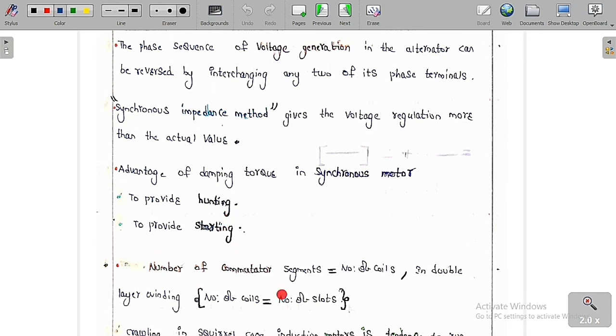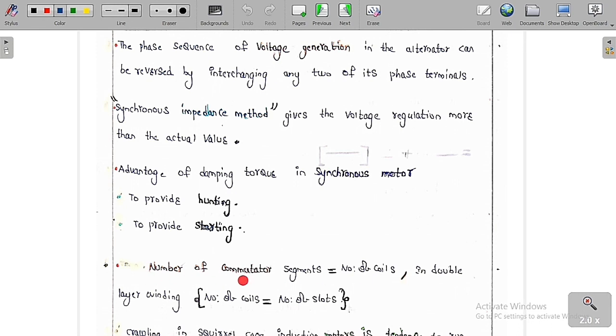The number of commutator segments is equal to the number of coils in double layer winding. Number of coils is equal to number of slots. I have already told you this important point: the number of commutator segments is equal to the number of coils, irrespective of the type of winding.